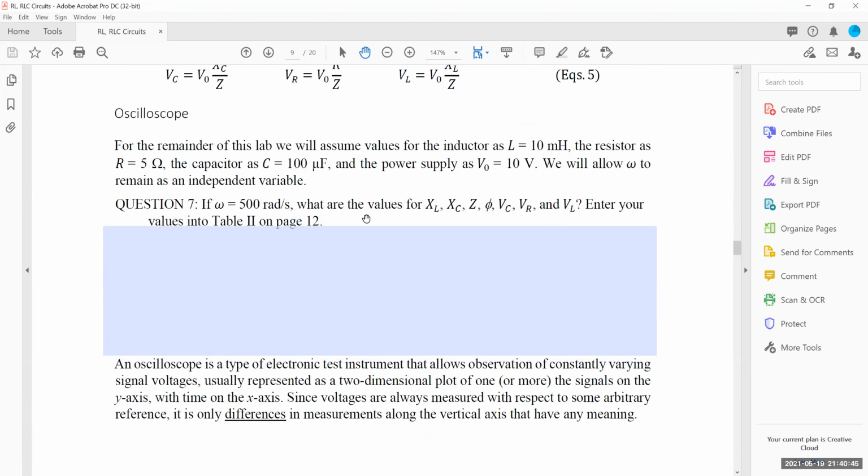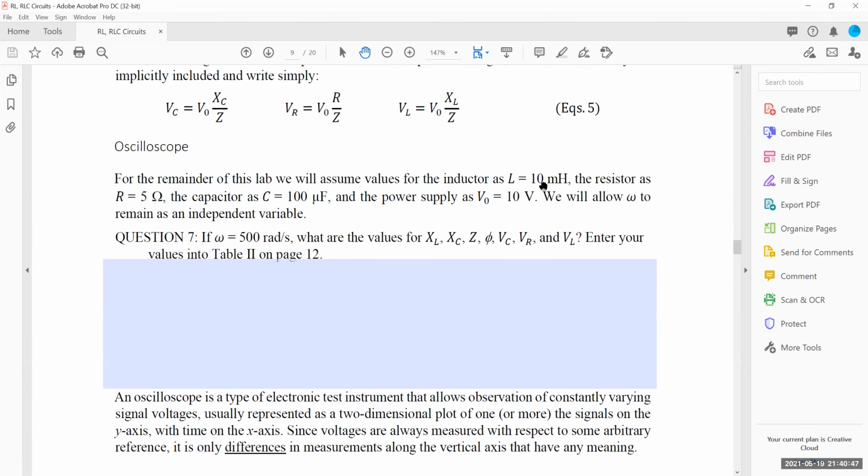If omega equals 500 radians, all you have to do, based on this value of L, this value of R, this value of C, and this value of V naught, is find XL. XL is going to be 500 times this number. XC is going to be 1 over 500 times this number. Z is going to be the square root of this number squared plus whatever you find in here minus this one, squared, under the square root. So that's going to be your Z. Phi is going to be the arctangent of the difference of these two numbers divided by 5.